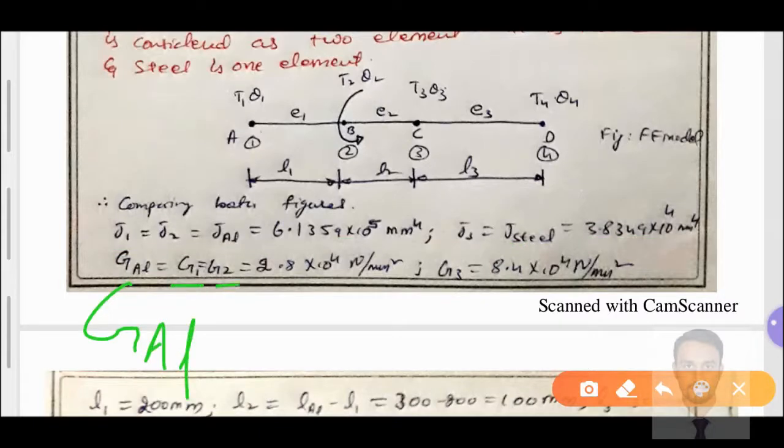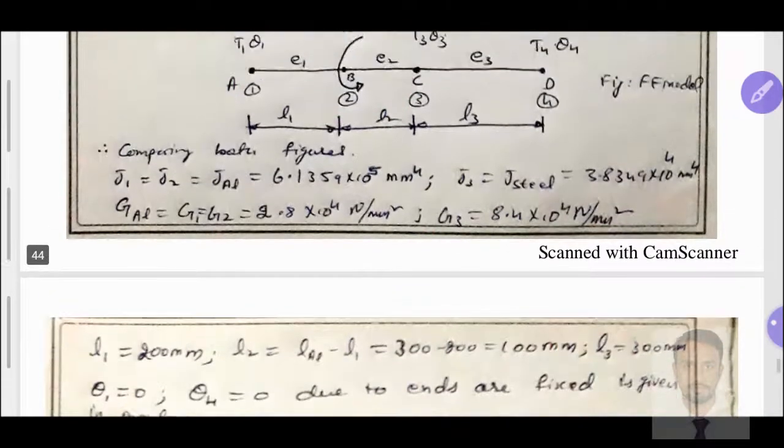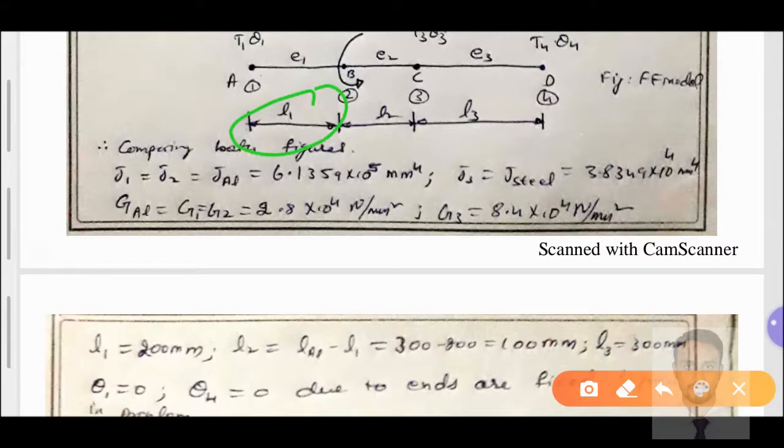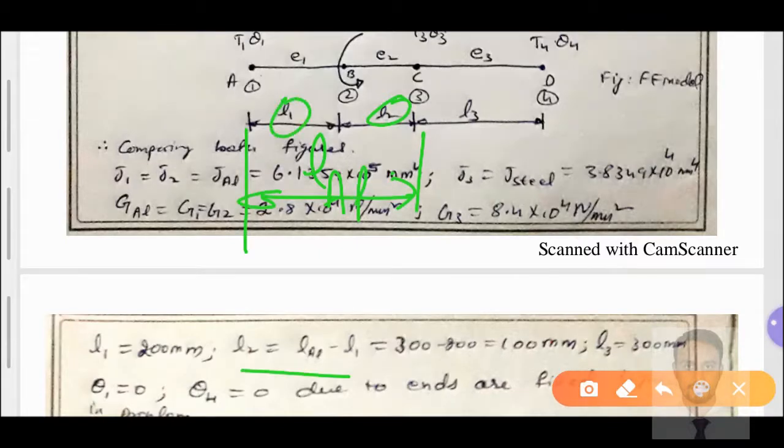G_AL is equal to G1 and G2. Why? Element number 1 is aluminium and element number 2 is also aluminium. For G3, element number 3 is a steel element, and that modulus of rigidity is given. Then the length of element number 1, L1, is equal to 200, directly given in the diagram. From the diagram we have taken L2 equal to the total length of the aluminum shaft minus L1, then 300 minus 200 is equal to 100 millimeter, and L3 for element number 3 remains the same, 300 millimeter.